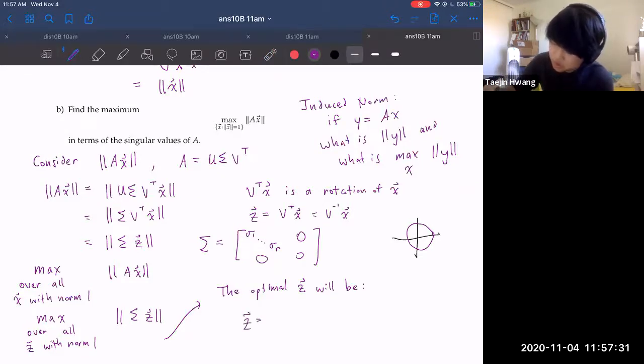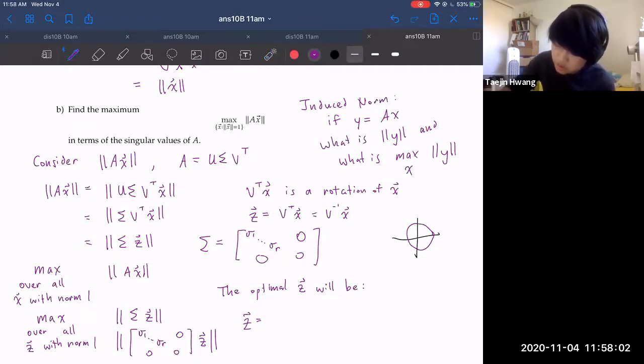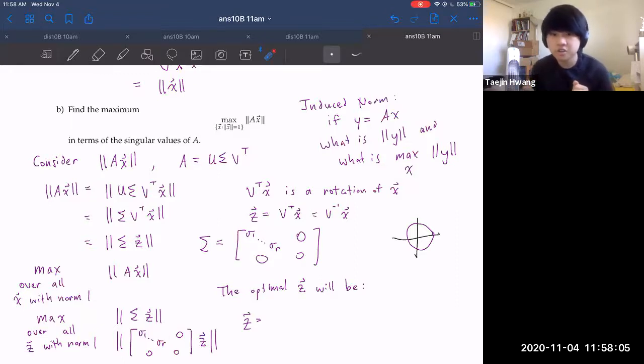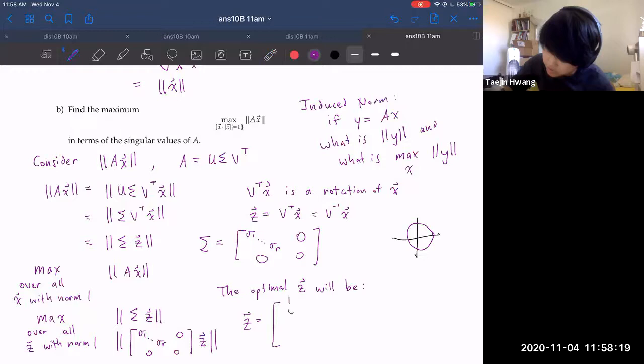So Z is going to be equal to, well, you can think of these as weights. If you're multiplying sigma by Z, you can think of this as the same thing as sigma 1 through sigma R and zeros around it times Z. And since Z has norm 1, you can only put so much weight on each of these values of Z. And since these singular values are ordered from largest to smallest, the intuitive strategy here is to put all of our weight into the largest singular value, sigma 1. So we're going to put all our eggs into one basket. So the optimal Z is going to be 1 and then all zeros.